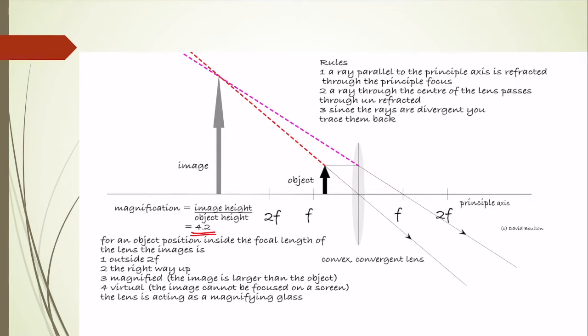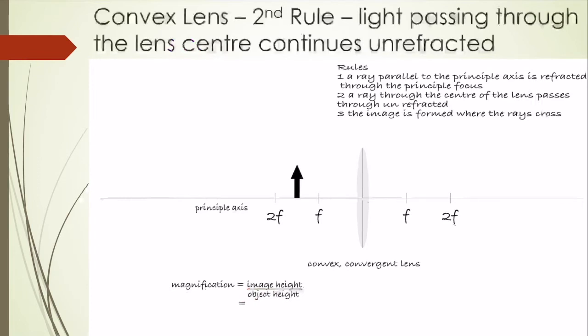4.2 is the magnification that I got. As long as you get an answer within 10% of that, it should be okay. Outside 2F, the right way up, magnified and virtual. So a use of this would be in a magnifying glass. Okay, so the next one then.